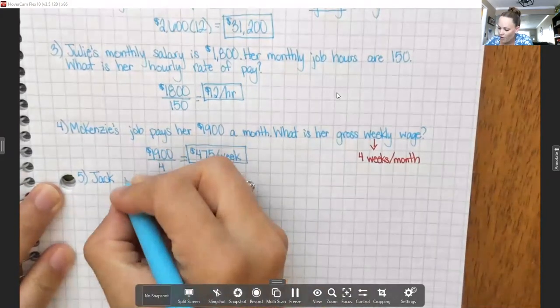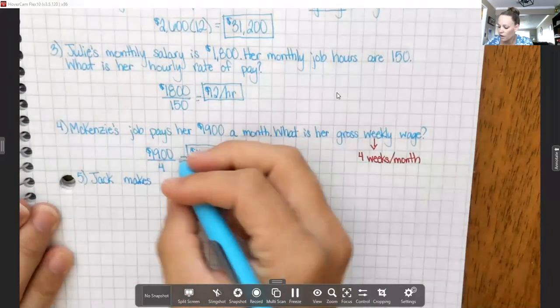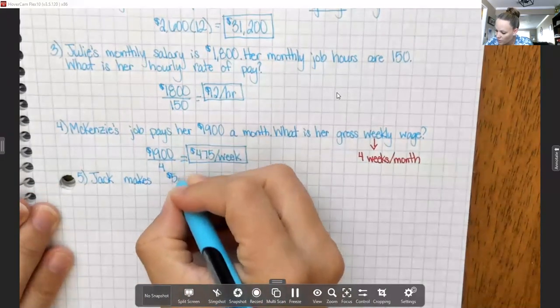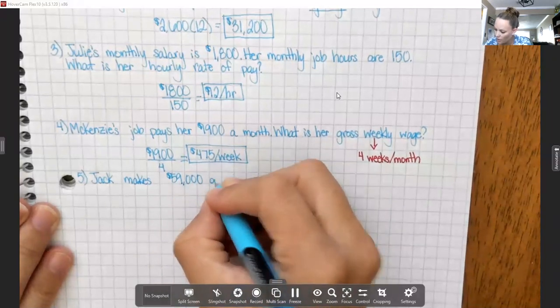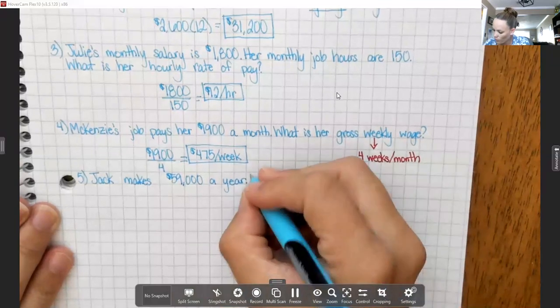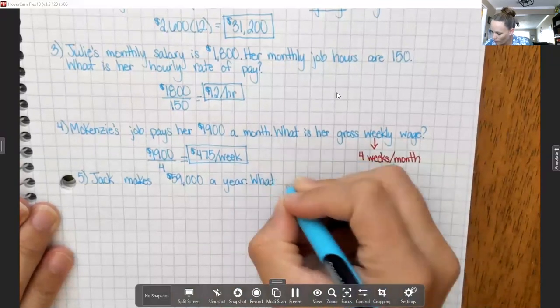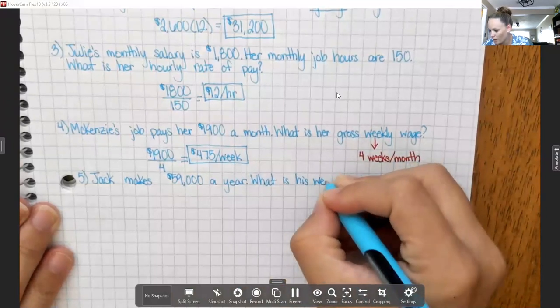So number 5, and these are all fairly similar. The first 6 are. Jack makes $59,000 a year. What is his weekly wage?